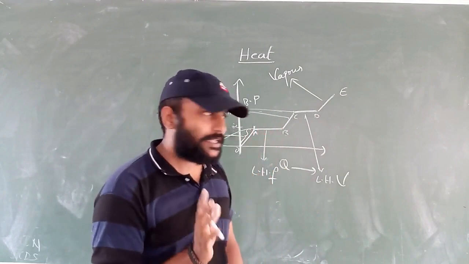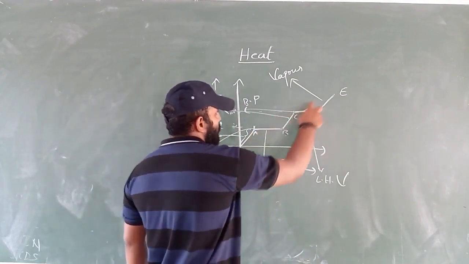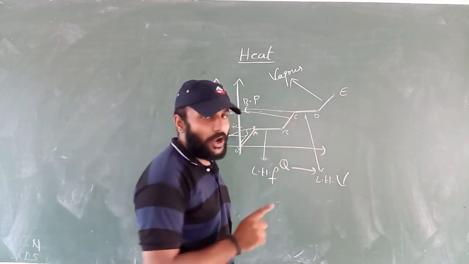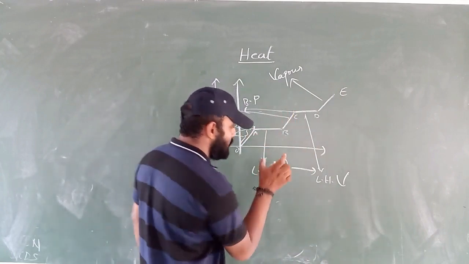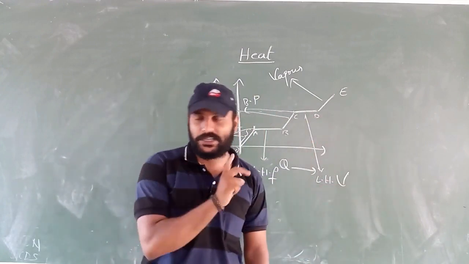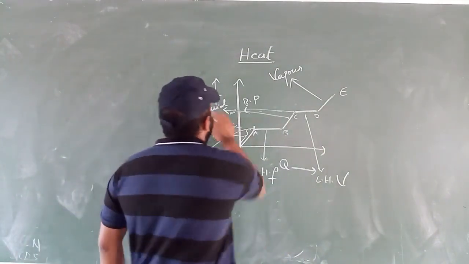Vapor state. Understood? So this is our solid, liquid, vapor, and this part is called the melting point. This part is called the boiling point. Okay, AB is called the latent heat of fusion, and CD is called the latent heat of vaporization. I hope everyone understood this one. Let's see the problems.